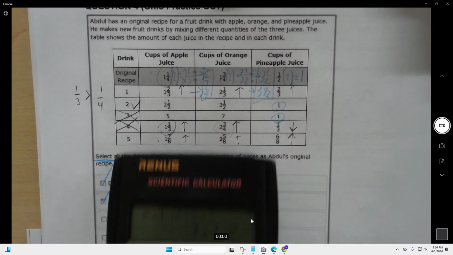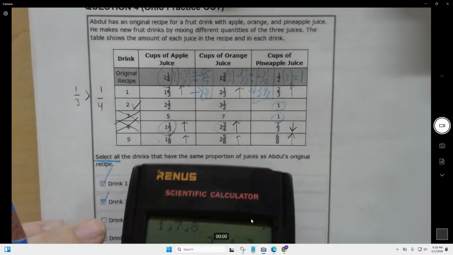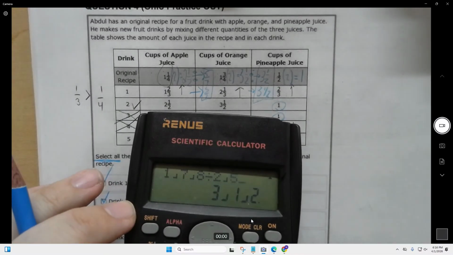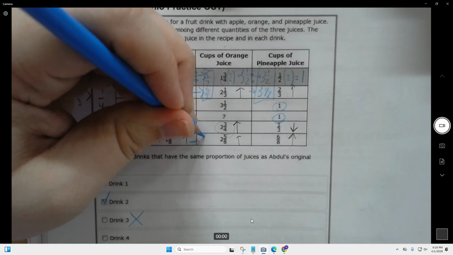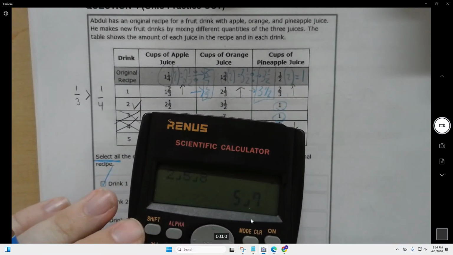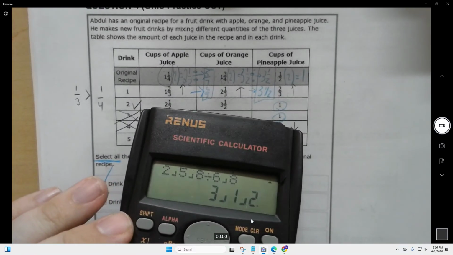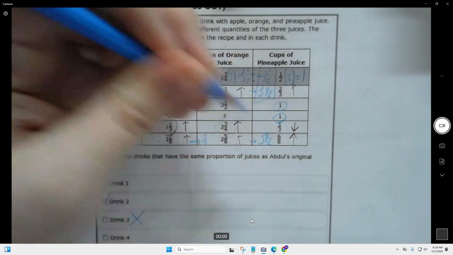Now we check drink 5. 1 7/8 over 2 5/8 is 5/7. That's good. We know we want 5/7. And 2 5/8 divided by 6/8 is 3.5. So our ratios for this are the same.